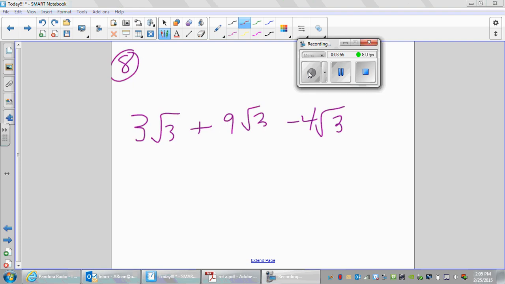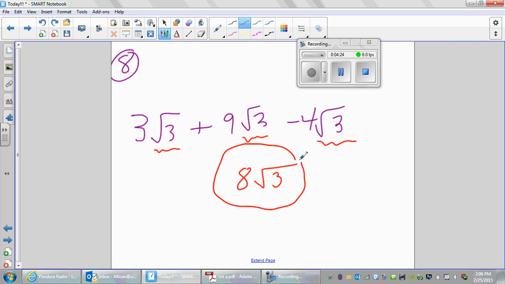Number 8. All right, the radical 3 you can think of as like cookies for right now. So I have 3 cookies, 9 cookies, and -4 cookies. 3 cookies plus 9 cookies is 12 cookies. 12 minus 4 is 8 cookies, and your cookies being the radical 3. And since the 3 doesn't break down any further, that's your final answer. So you use the 3 kind of as the base, like 3 inches, 9 inches, -4 inches.